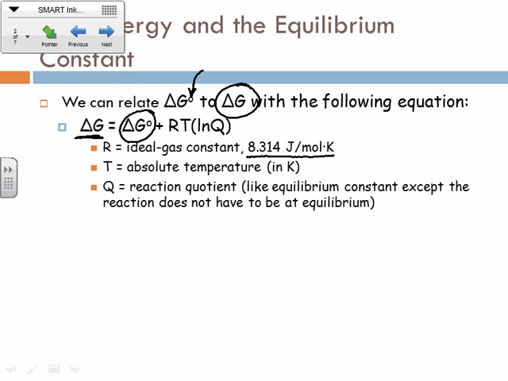And so when we get equations in this unit, or in this section, we're going to have to actually figure out what our reaction quotient is here, okay? Now remember, you find Q basically the same way that you find K, but it doesn't have to be at equilibrium for you to calculate Q, okay? So that's kind of the idea here.